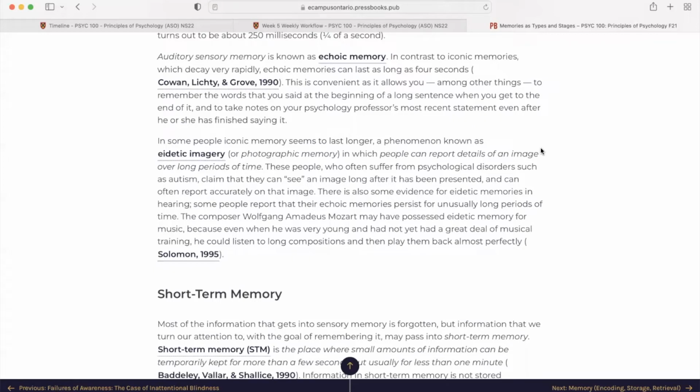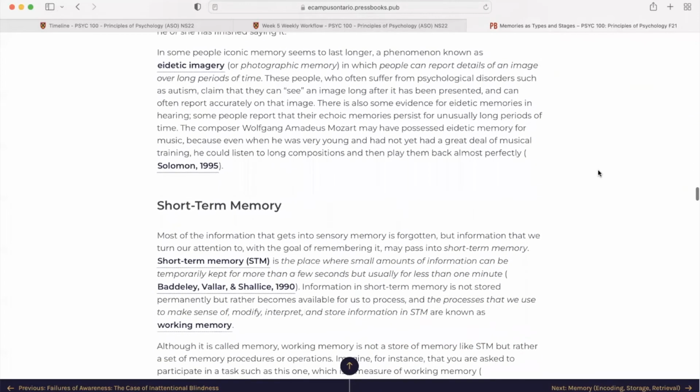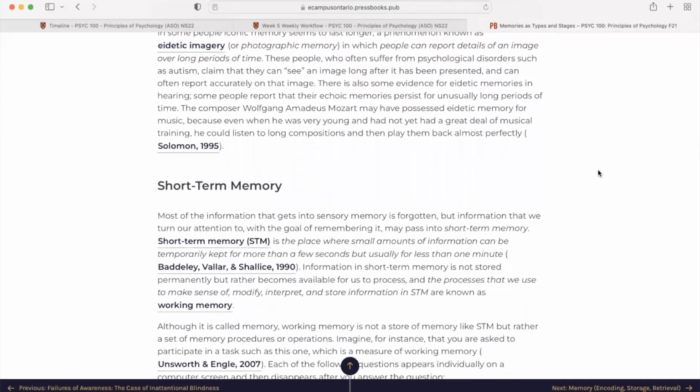In some people, iconic memory seems to last longer, a phenomenon known as eidetic imagery or photographic memory, in which people can report details of an image over long periods of time. These people, who often suffer from psychological disorders such as autism, claim that they can see an image long after it has been presented and can often report accurately on that image. There's also some evidence for eidetic memories in hearing. Some people report that their echoic memories persist for unusually long periods of time.